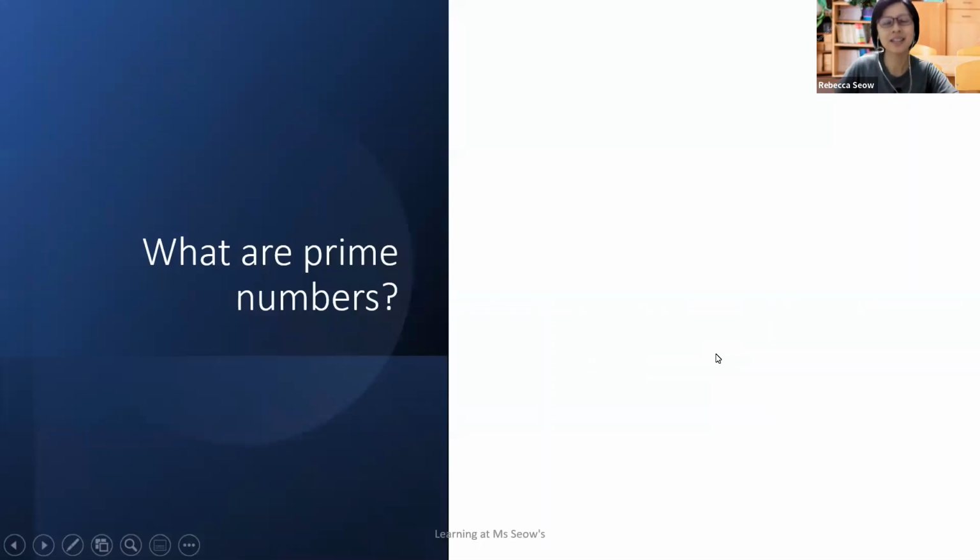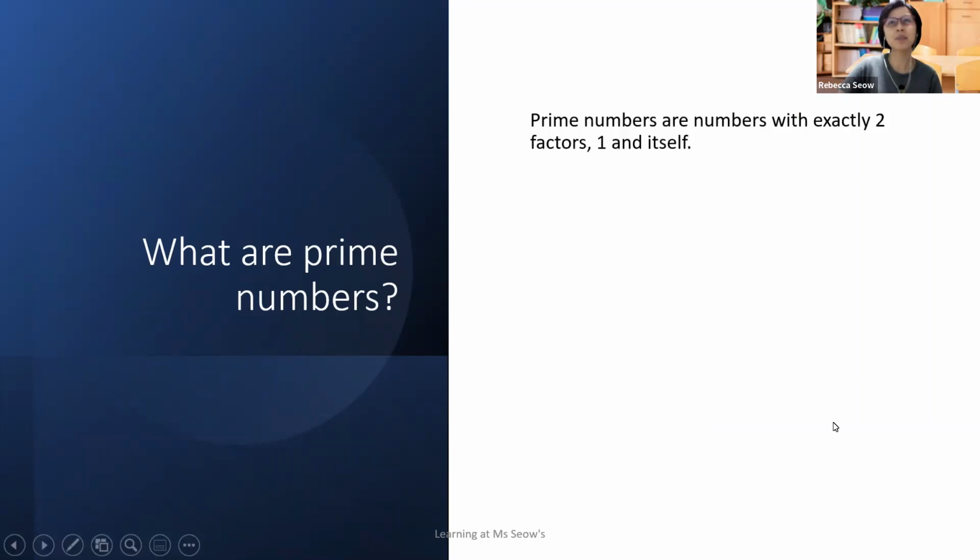Now, what exactly are prime numbers? You might wonder. When we go back to primary school, we learn about whole numbers. We learn about numbers like 0, 1, 2, 3, and all the way up to 10 million, right? If you remember. What are prime numbers? Now, let me give you the meaning of what prime numbers is. Prime numbers refer to numbers with exactly two factors, 1 and itself.